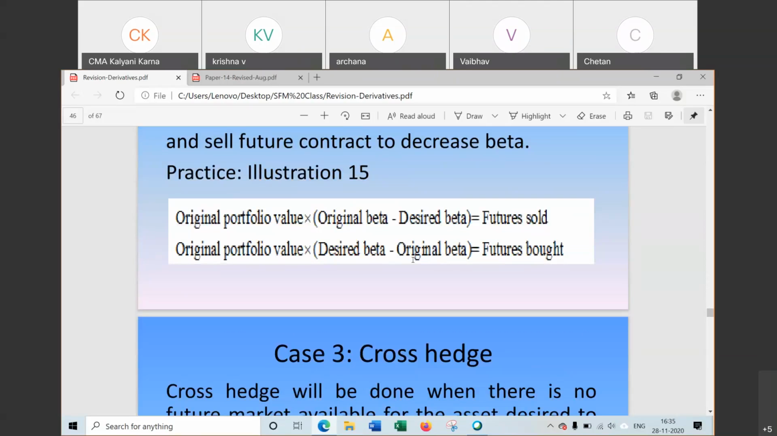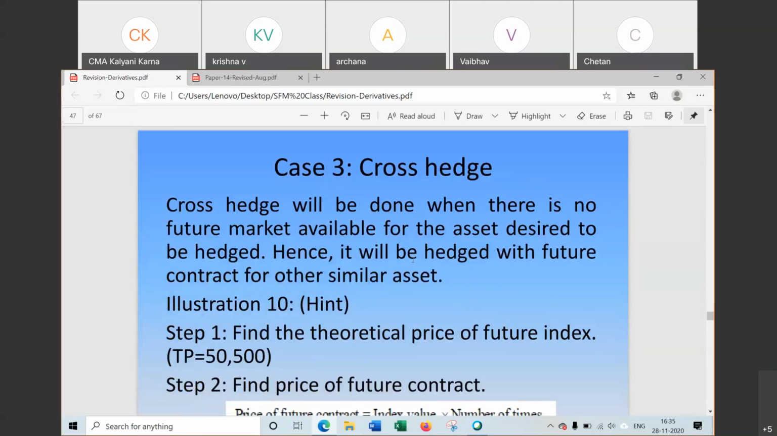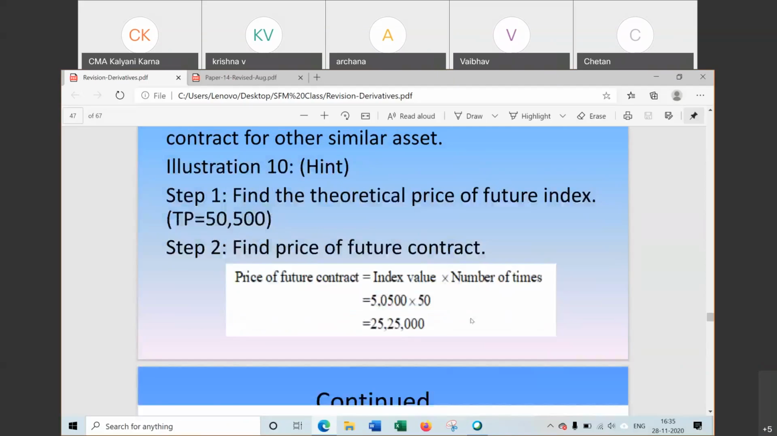So this will be the difference. Now cross hedge, that is when that asset is not available to be hedged in future market. In that case, cross hedge is used. So question number 10, it has been asked, question number 10. Practice this question number 10.